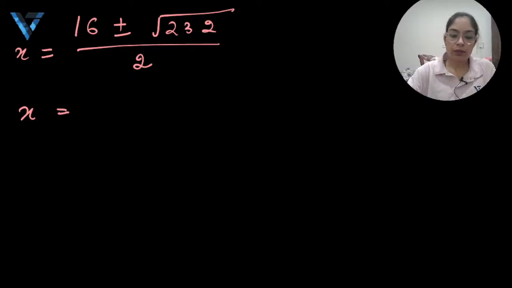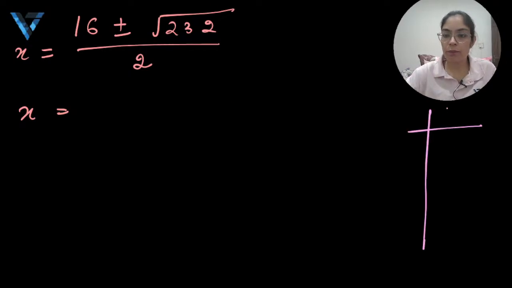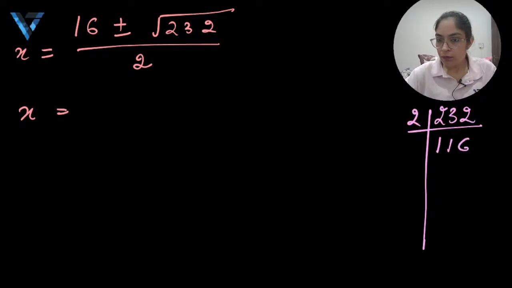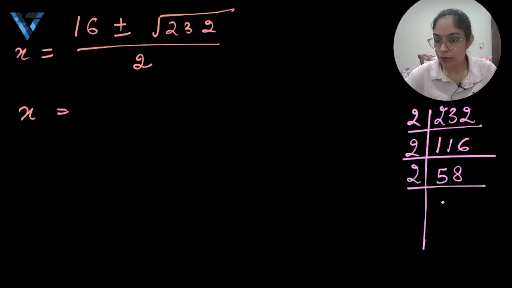Now 232 is also greater than 100, so we have to do its prime factorization and write it in simplest form. 232 is 2 into 116, then 58, then 2, 29, then 29 into 1.